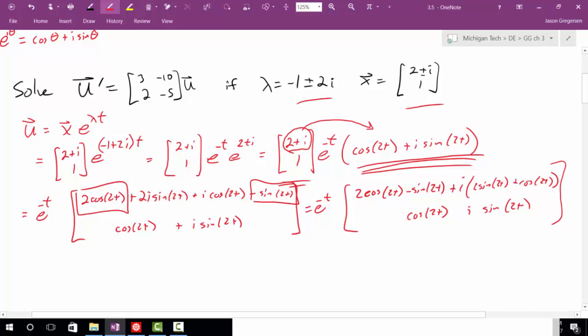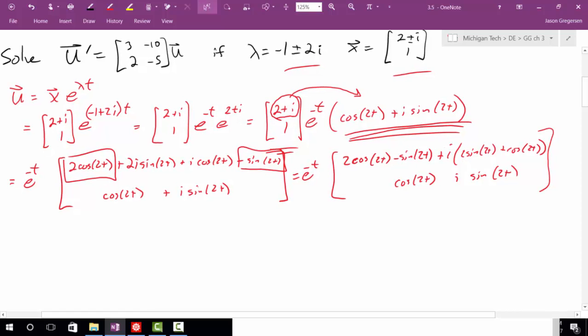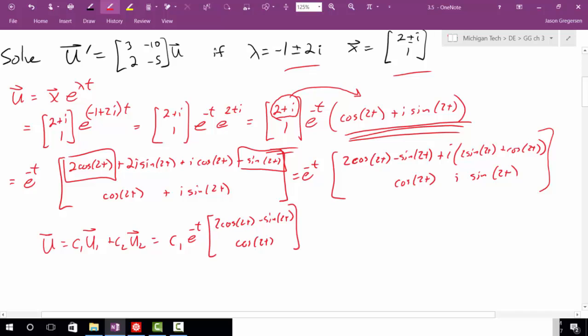If I want, I could take the extra step of breaking this into 2 vectors. I could if I really wanted to, but I don't think I need to. I can see the real and the imaginary parts from here. And so the idea is that my general solution is just some constant times the first solution, some constant times the second solution. And the big idea is that my real part will work as one solution. So I can take C1 times e to the negative t, 2 cosine of 2t minus sine of 2t, and then cosine of 2t in the second component. The real part works as one solution.